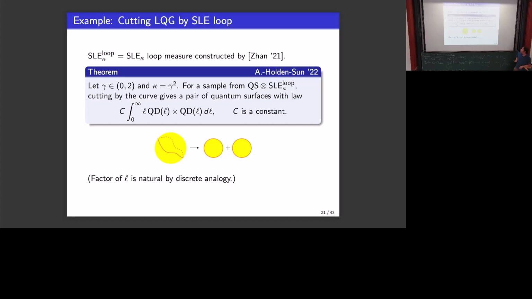Okay. So is the C explicit or can it be computed?